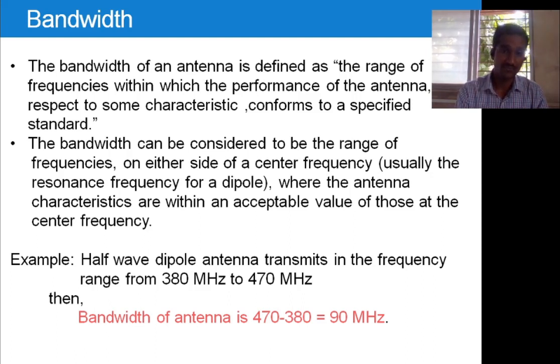If you take the example, a half-wave dipole antenna transmits in the frequency range of 380 megahertz to 470 megahertz. That means in this region, this half-wave dipole antenna gives good performance corresponding to gain, directivity, impedance, and radiation patterns, and from that we can calculate the bandwidth of the antenna as 90 megahertz. Within this 90 megahertz frequency range, this antenna can transmit and receive with good performance.